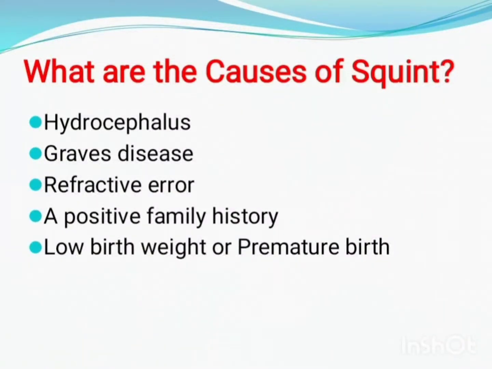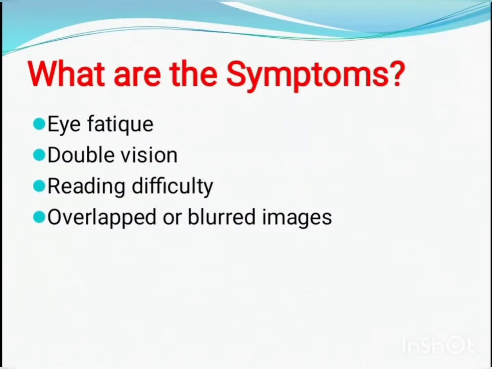Graves' disease, or thyroid eye disease, causes lid retraction, proptosis, decreased vision and strabismus. Refractive error. Refractive errors are in simple words called glass power. They have a minus glass power or a plus glass power, that is myopia and hyperopia. Each of these can be responsible for causing squint. Let's discuss the signs and symptoms of squint. Eye fatigue, double vision, reading difficulty, and overlapping or blurred images are the signs and symptoms of squint.